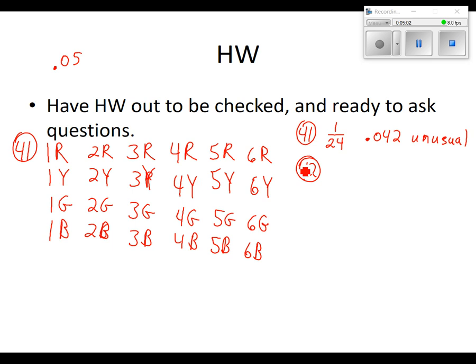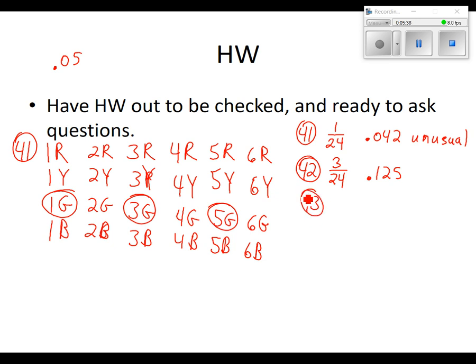42, rolling an odd number and the spinner landing on green. So an odd number and green. Which ones are favorable outcomes? 1, 3, 5, with the green, right? So how many of those are there? 3. 3 out of 24. Somebody help me out with the calculator. What's that as a decimal? 0.125. So about 12.5%. Is that unusual?